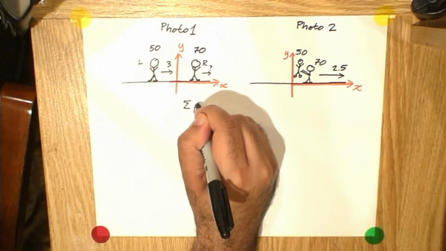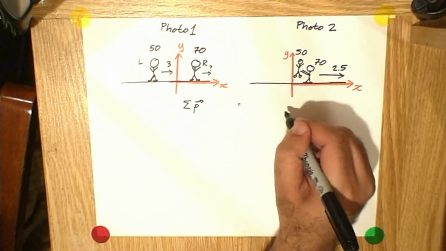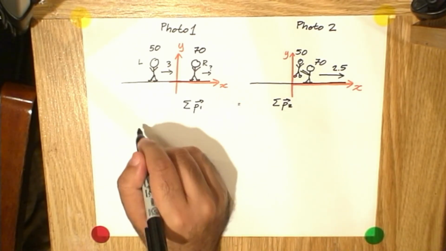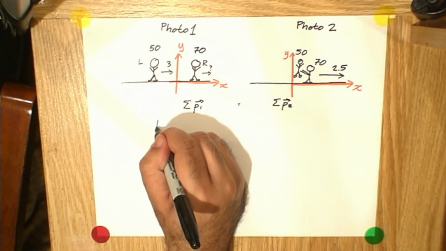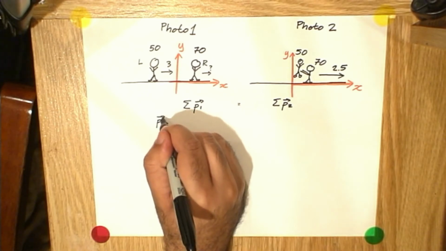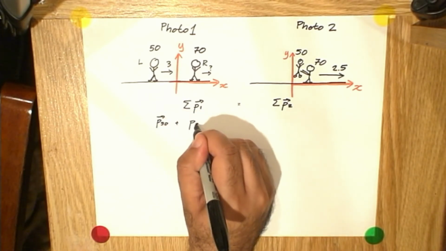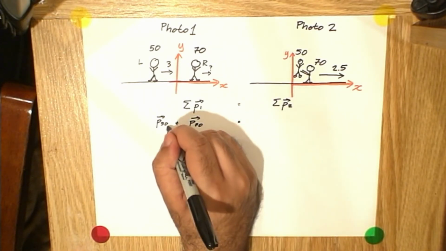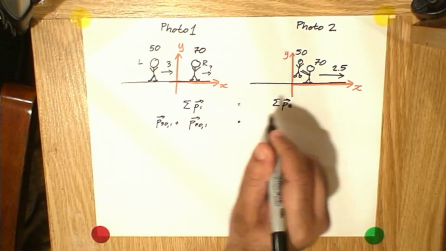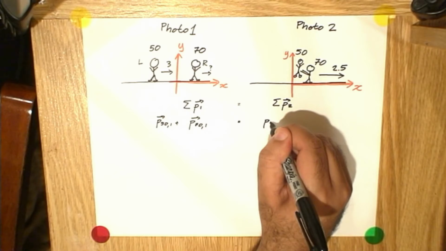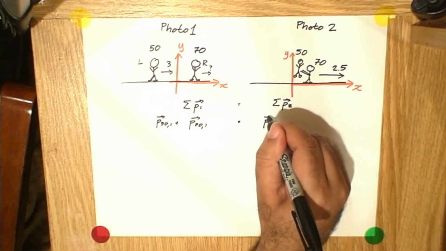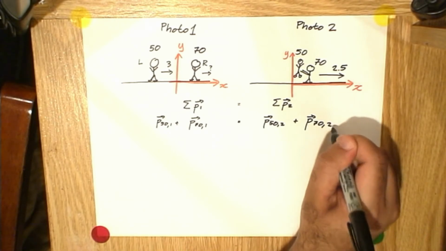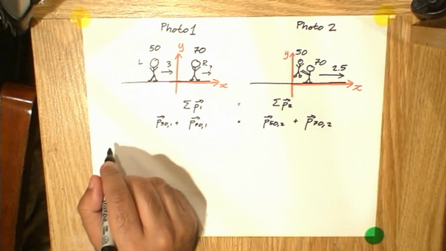The total momentum before the collision always equals the total momentum after the collision. So let's expand this out. The momentum of the 50 kilogram skater plus the momentum of the 70 kilogram skater before the collision, let's call this p50,1 and p70,1, is equal to the momentum of the 50 kilogram skater in photo 2 plus the momentum of the 70 kilogram skater in photo 2. Let's expand this still further.